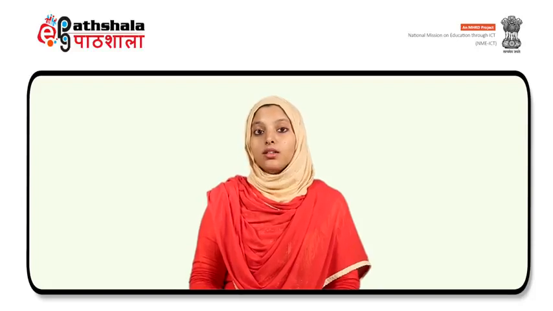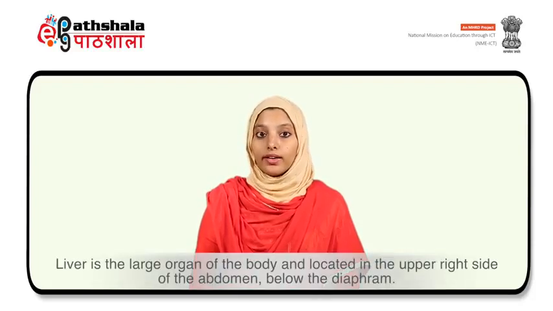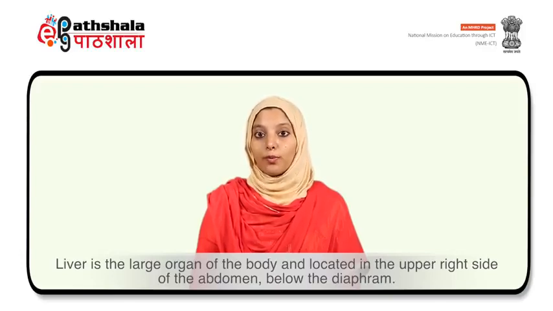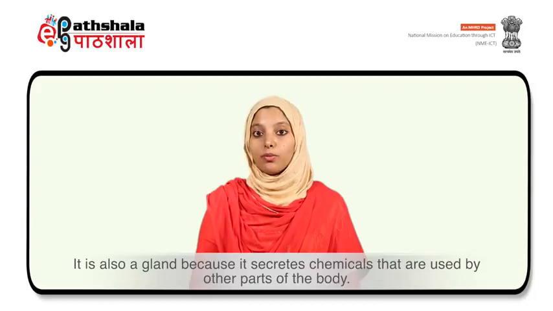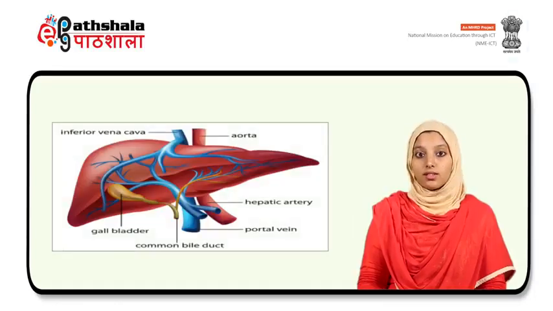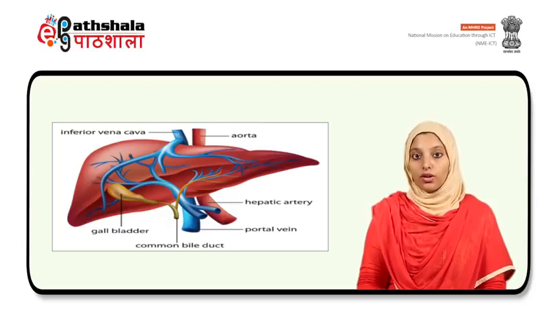Now next is liver functioning. We know that the liver is the largest organ of the body and is located in the upper right side of the abdomen below the diaphragm. It is also a gland because it secretes chemicals that are used by other parts of the body. For these reasons, the liver is considered both an organ and a gland. The liver is a reddish-brown, wedge-shaped organ with lobes of unequal size and shape. The liver is connected with two blood vessels, the hepatic artery and the portal vein, as shown in the figure.